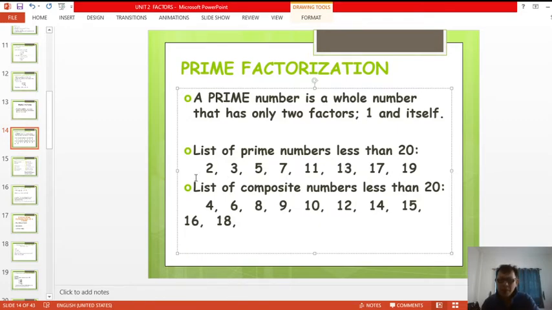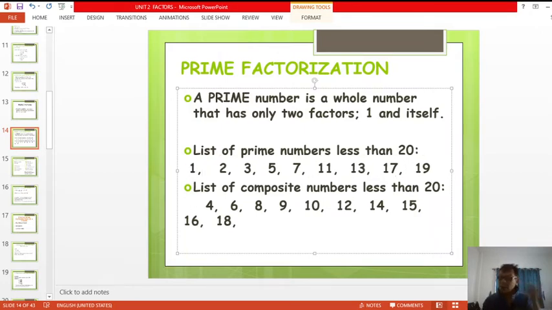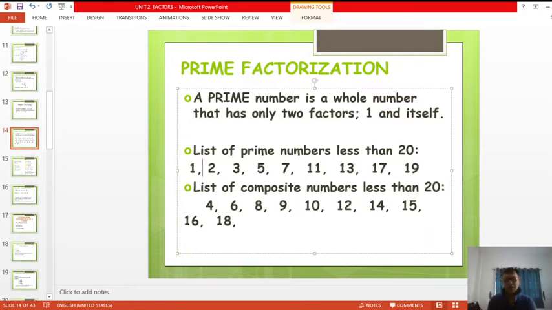Maybe we have to include 1 here so that you won't be confused. 1 is also a prime number, remember that. Okay, here you go. So these are a list of prime numbers.